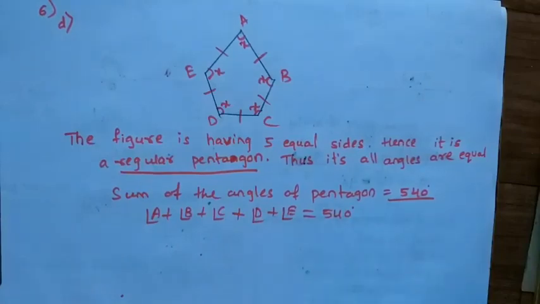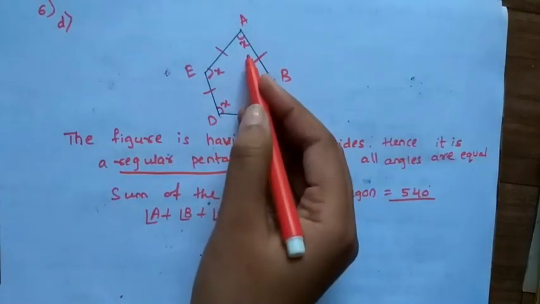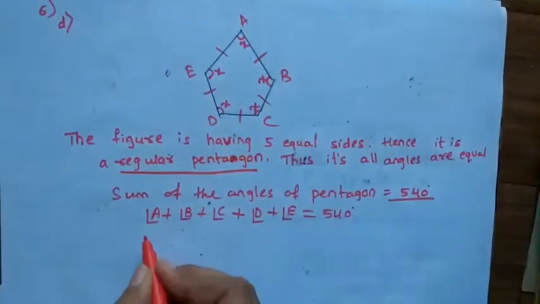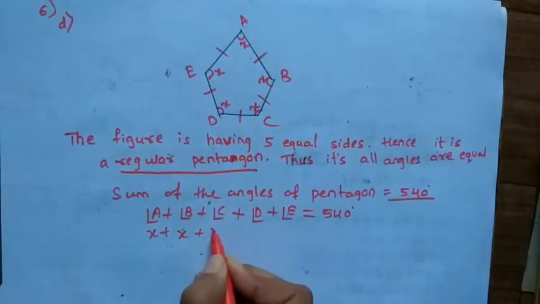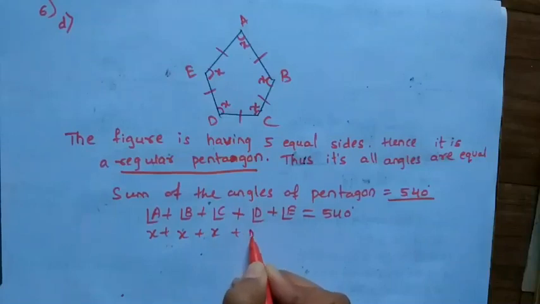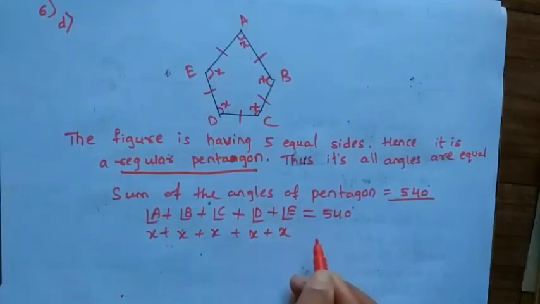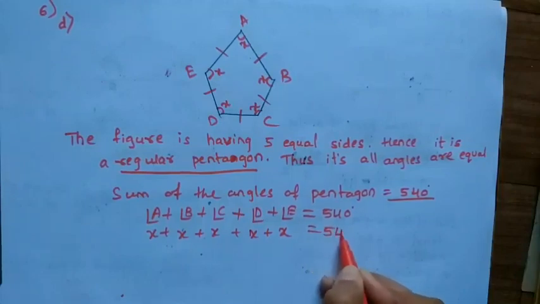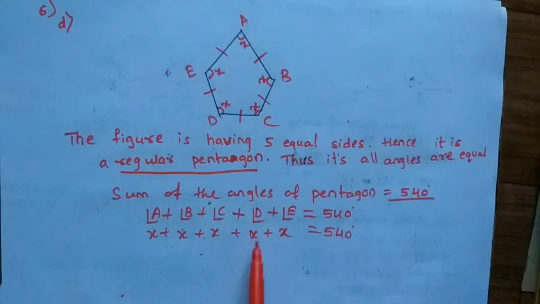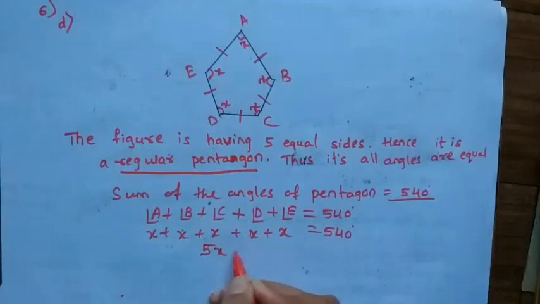Here all angles are equal to x. So right here angle A is x, angle B is x, C is x, D is also x, and angle E is also x, because all angles are equal, which is equal to 540 degrees. So count here 1, 2, 3, 4, 5. This means we have 5x. Here I am going to add all the x, okay? So you should write 5x is equal to 540 degrees.